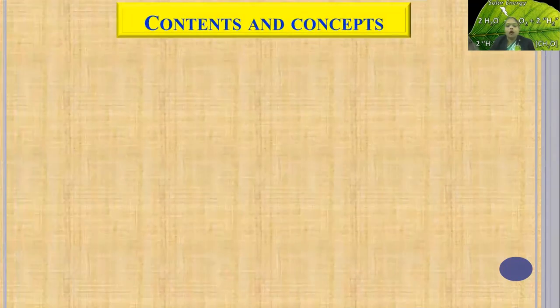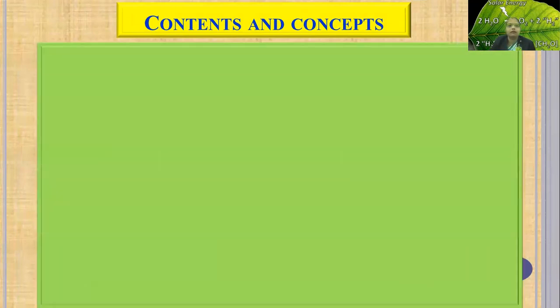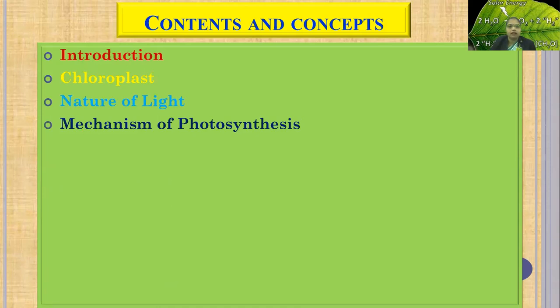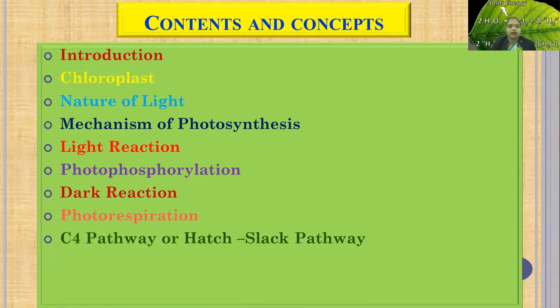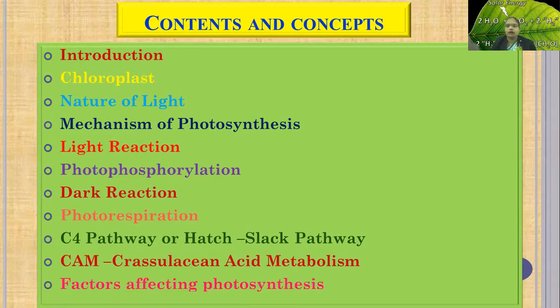We study all these contents and concepts in this chapter: introduction, chloroplast, nature of light, mechanism of photosynthesis, light reaction, photophosphorylation, dark reaction, photorespiration, C4 path, CAM plants, and the last point in this chapter is factors affecting photosynthesis.